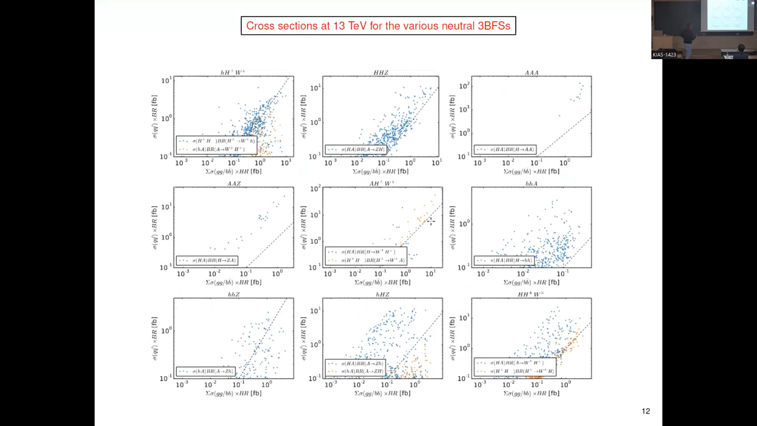Okay, so next we have the neutral three-body final state. Once again, we can see that the cross sections for the electroweak processes can be significantly stronger than the QCD processes. Is there any question?